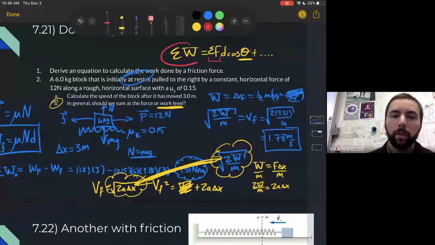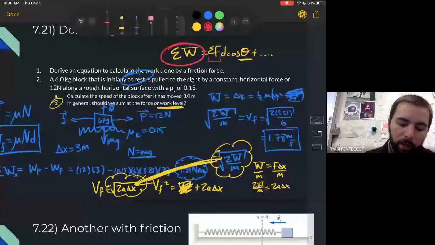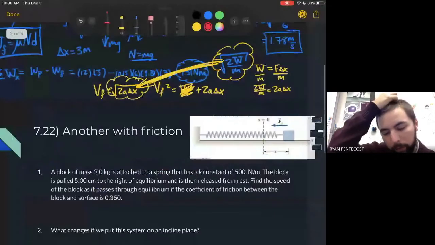You would have to find each individual work done by each individual force, then sum it up to get your summation of work. So don't sum at the force level and then just do d cosine theta. It's not going to work. Might work sometimes if you get lucky. Now, one more problem with friction.